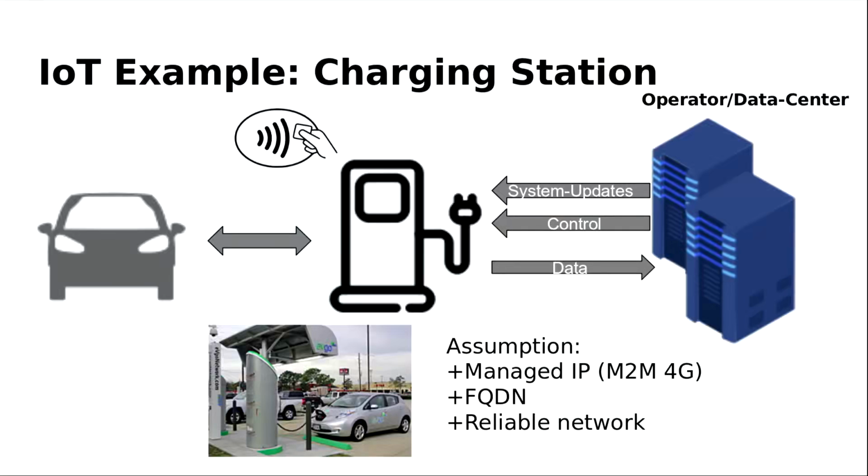So we will have a short, very simple example. Our example is a charging station, and that's the charging station, and it's used to charge a car. It can interact with an RFID card. And it's connected to the operator, to the data center of the operator. It receives system updates. It receives control messages. It's sending up data. So the data could be the amount that has been charged by a car, and so on. So important for billing. So quite important data.